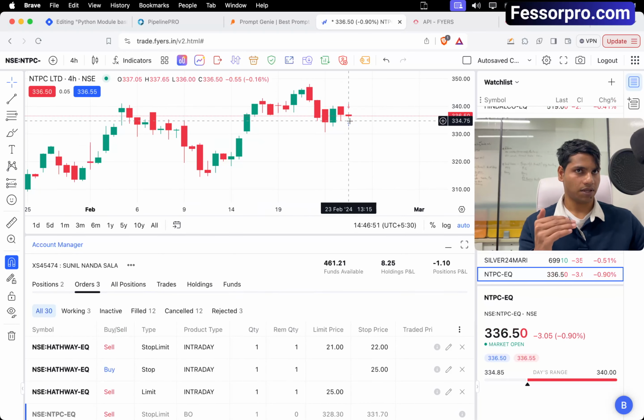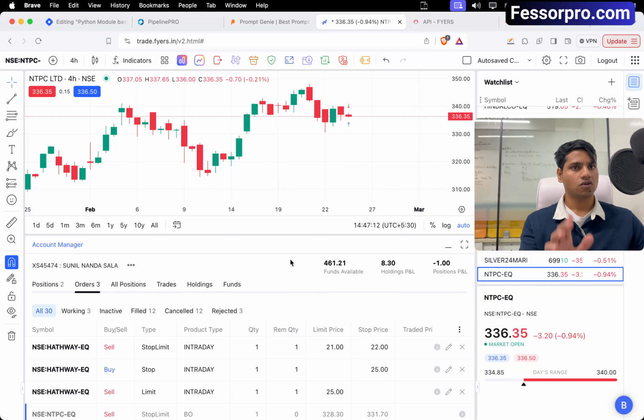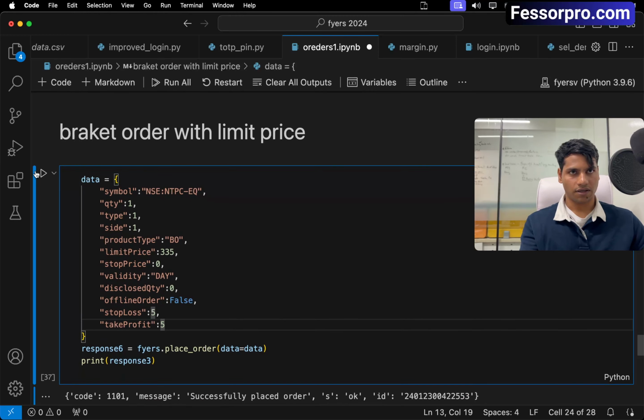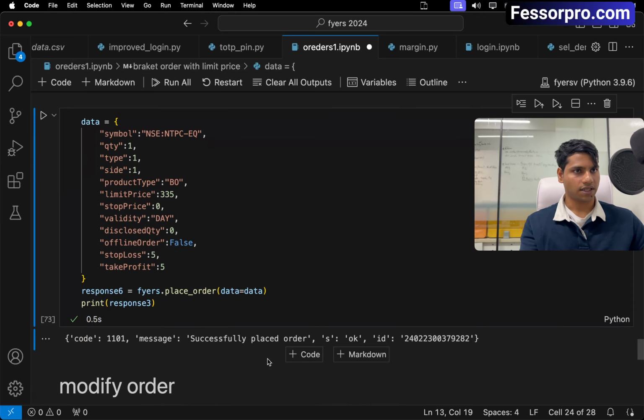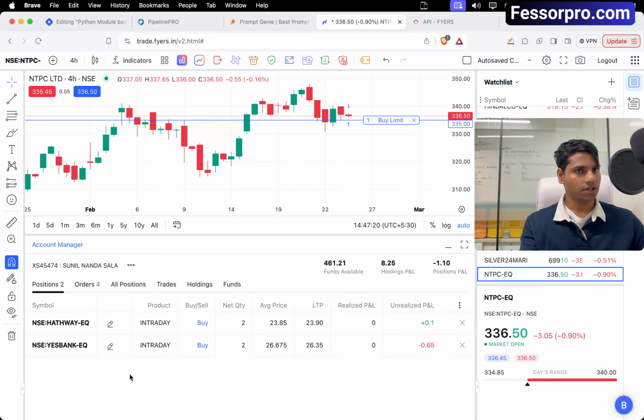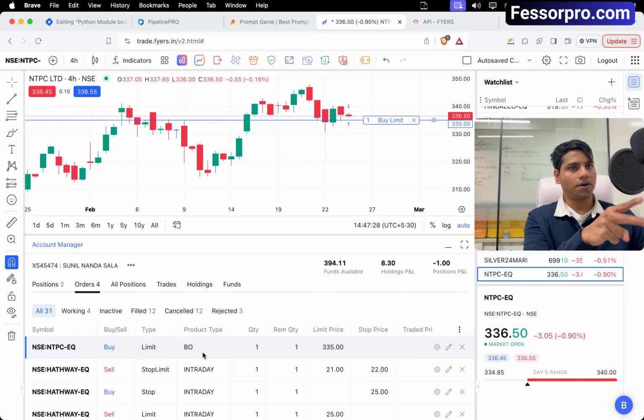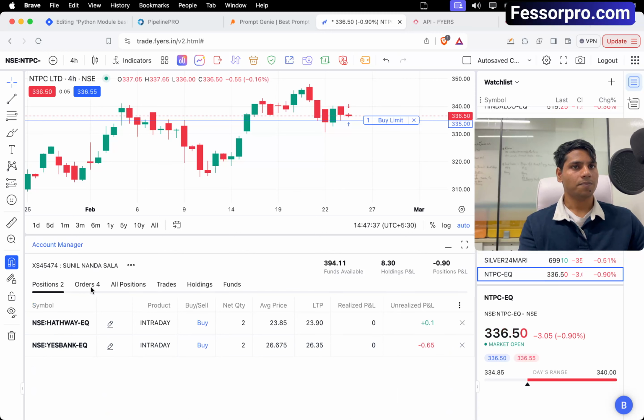Stop loss I want it to be 5. Take profit also I want it to be 5. Okay. So what will happen the moment I place an order, you'll only see one order. See, if I run the code, successfully placed. Now if I go to position, nothing is there because the first order is a limit order and you only see a limit order here. The moment this order gets filled, only then two more orders will be visible here. One will be a take profit order, one will be a stop loss order. Okay. So this is how you place a bracket order.